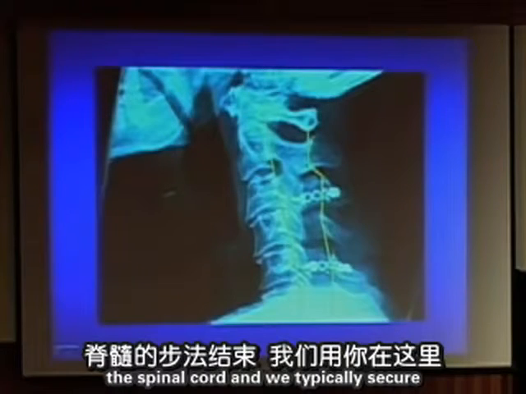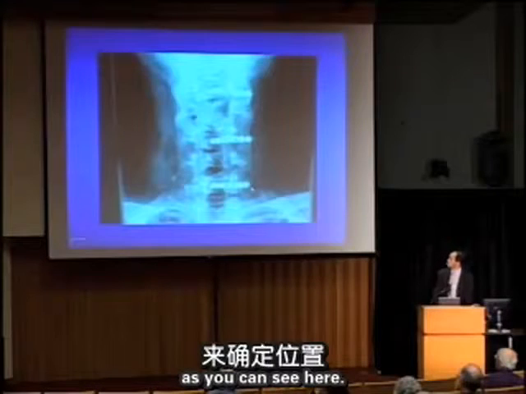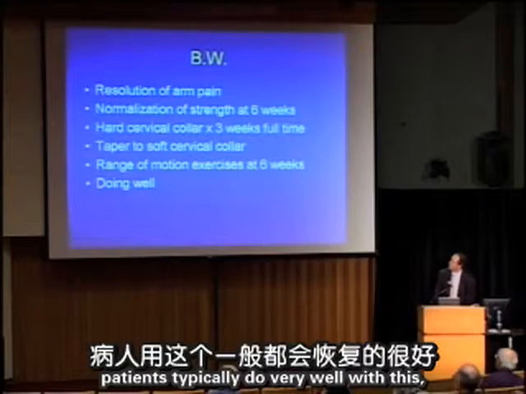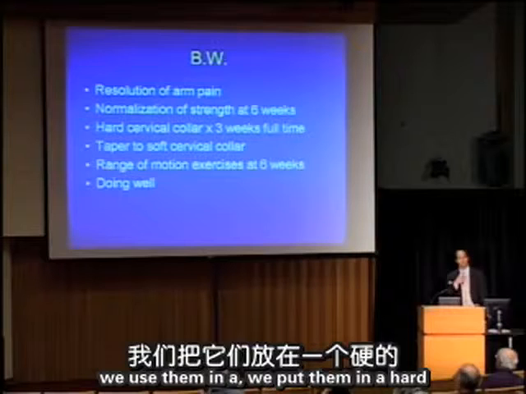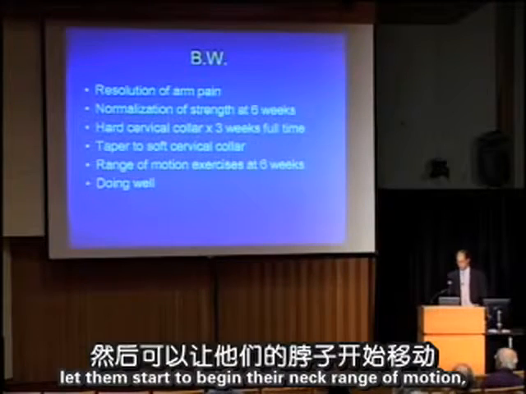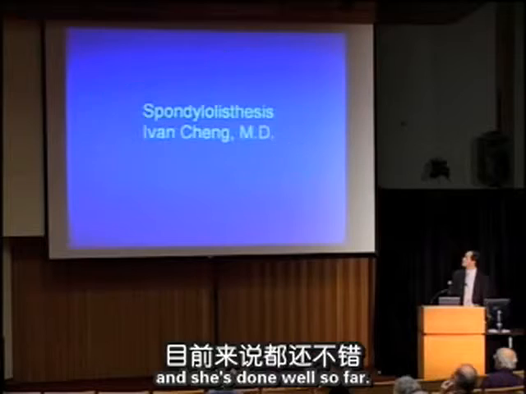And then we typically secure that in position using several little plates, as you can see here. There's another view of her from the front. And patients typically do very well with this. We put them in a hard cervical collar for about 3 weeks, and then let them begin their neck range of motion. Taper down to a soft cervical collar, and she's done well with this so far.